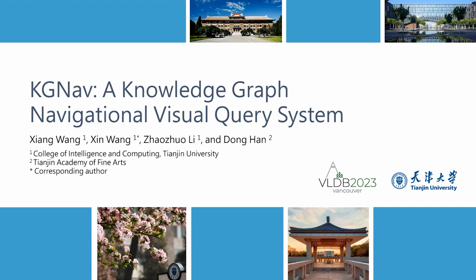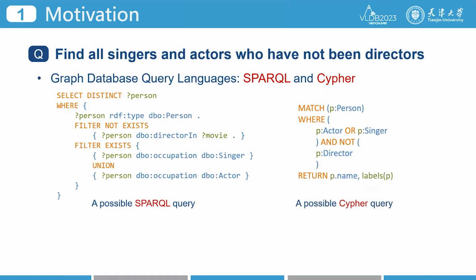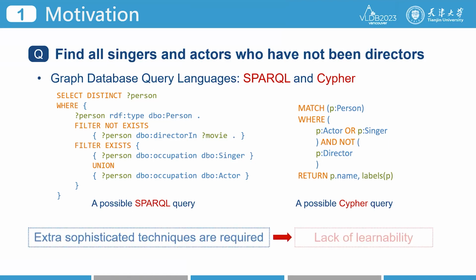In this video, I would like to show you a knowledge graph navigation visual query system, which is called KGNav. For the query, find all singers and actors who have not been directors, users have to learn sophisticated techniques to customize expressive queries using query languages such as SPARQL for RDF and Cypher for property graphs. And it's difficult for users to construct correct query patterns without the guidance from the knowledge graph structural information. That's why we claim that such languages lack learnability.